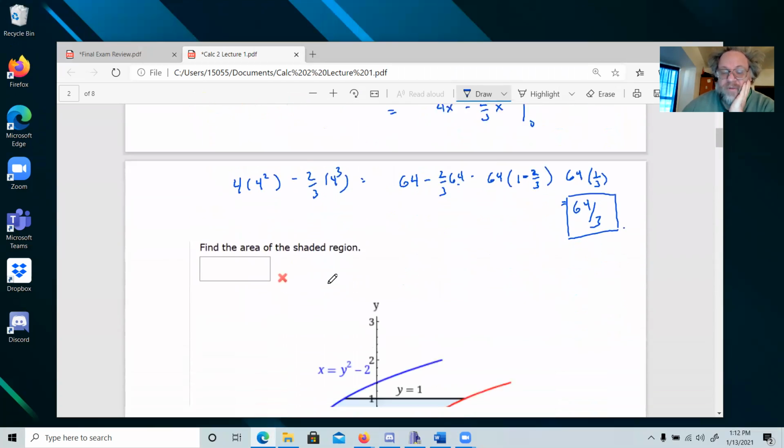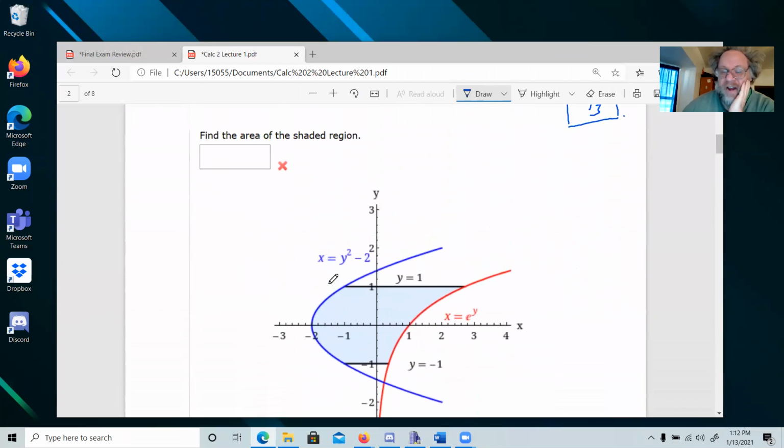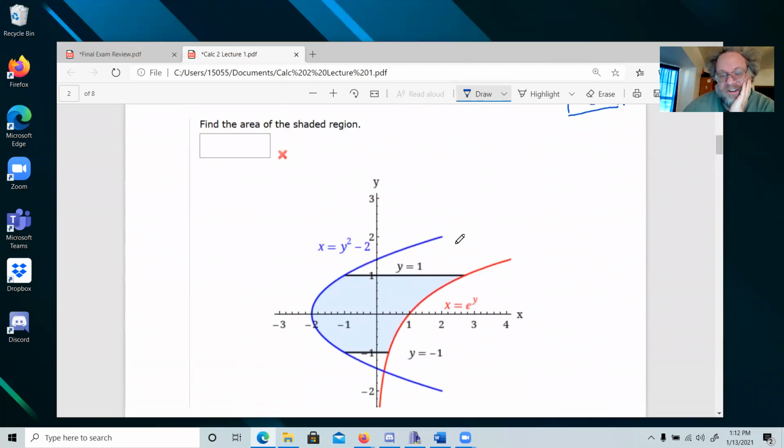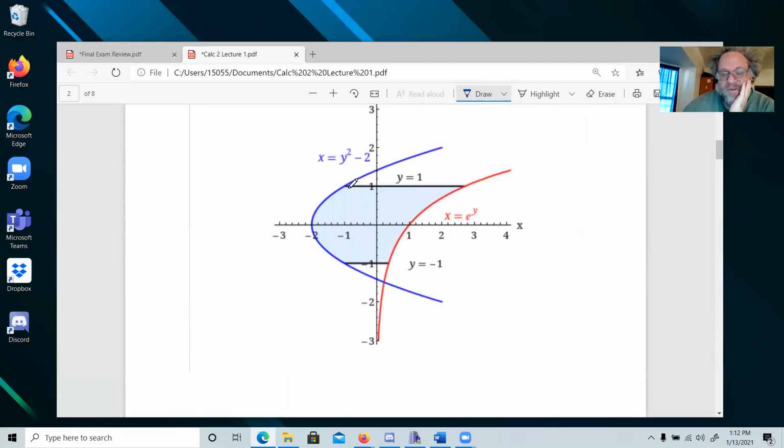Let's try one that's a little bit harder. You can see I got this one out of your book. All right. So what we have here is a sideways one, right? We have x equals e to the y. We have x equals y squared minus 2. And in this case, it does tell us we want to go between y equals +1 and y equals -1. So we don't have to figure out an intersection, thank goodness, because easier said than done here.